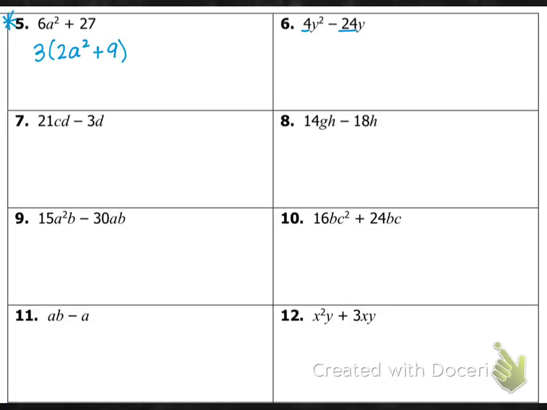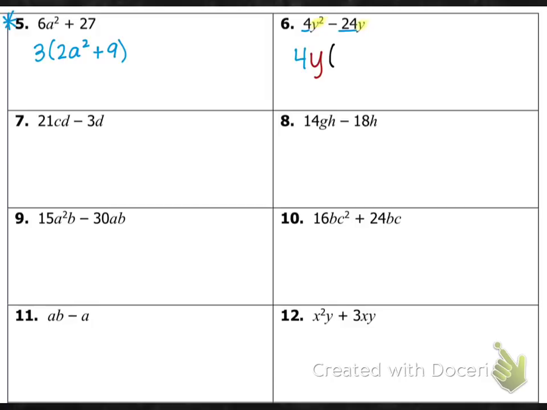Number 6, you see how it's 4 and 24? What number goes into both of these? Well, we could divide each of these terms by 4. So 4 is one part of it. And then you see these y squared and y? Both of them have a variable. Remember on the first page it said if you have a variable, you take the smallest. So y is the smallest, so we're going to put a y there.